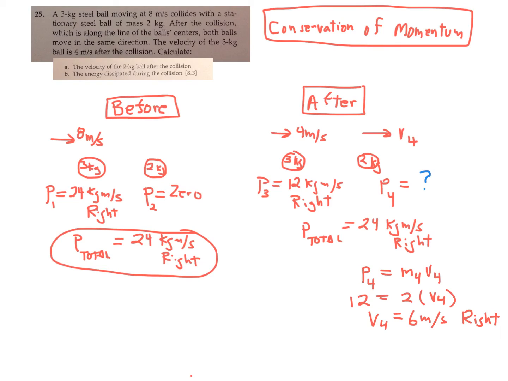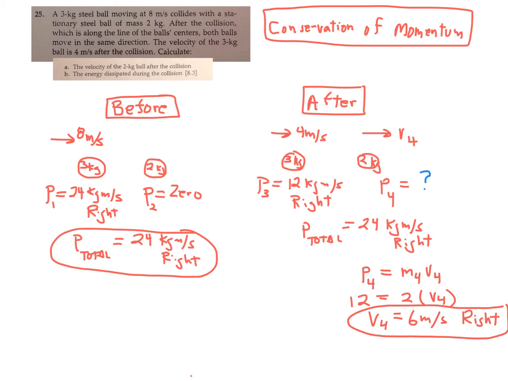As long as you have a diagram showing me all the arrows with the proper directions, you could say in the same direction as the larger ball was traveling or something like that, but this suffices for the velocity of that ball. Now, what you need to do in part B is calculate the kinetic energies of all these balls.